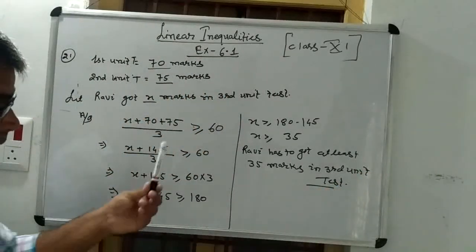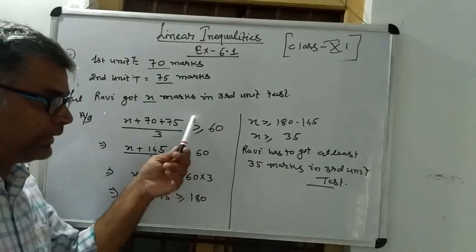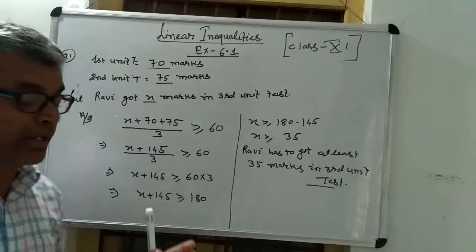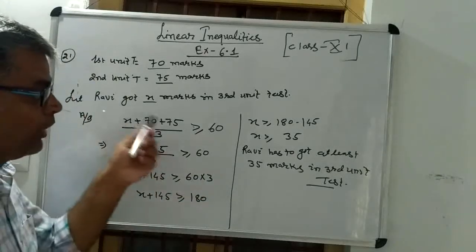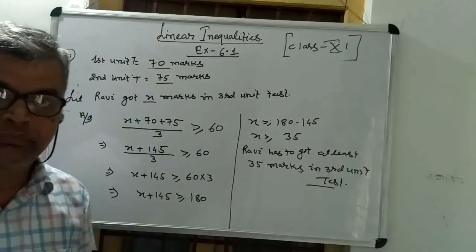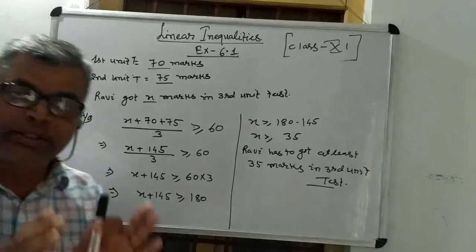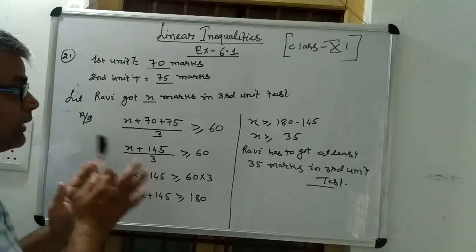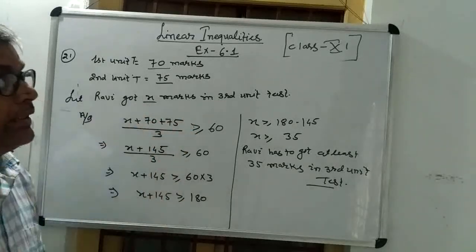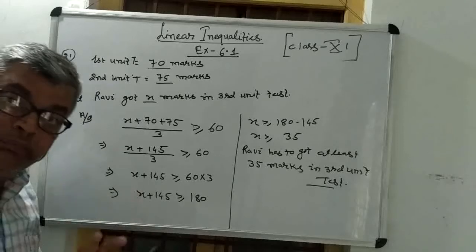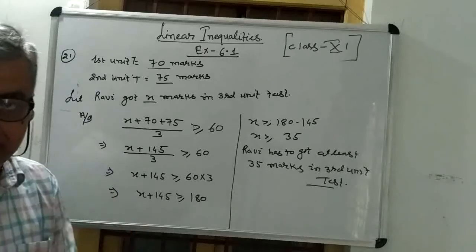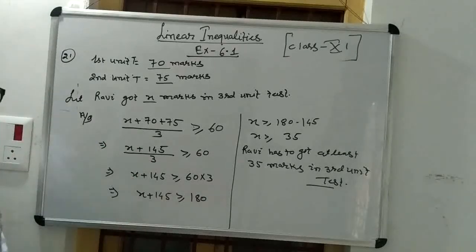Here the main thing is that you have to understand this condition. If Ravi got exactly 35 marks, then the average of all three tests will be equal to 60, which is the minimum the question is asking. And if he got more than 35 marks in the third unit test, then his average will be more than 60. So this is the question. I think all of you have understood it.